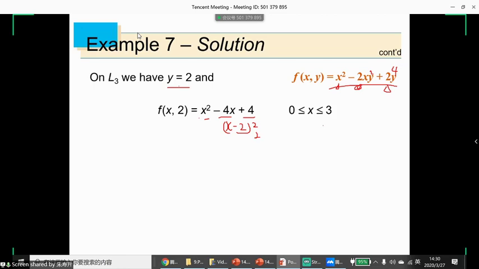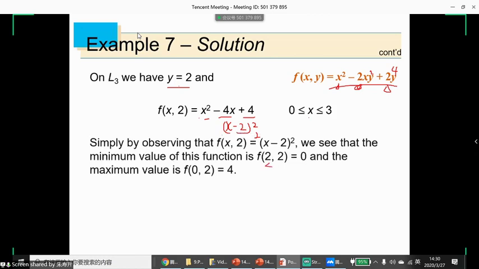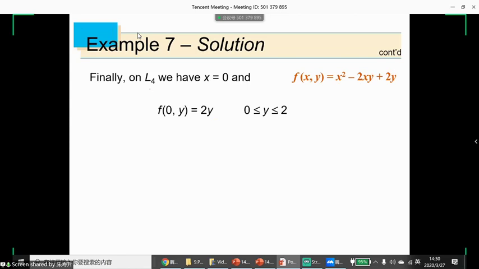If x equals 2 is in this interval, it's the smallest one. x equals 2 and y equals 2 gives 0. And the maximum value is at x equals 0, because it's farther from 2 than 3. So we take x equals 0, y equals 2 in this equation, and we get 4. Okay. So this is for the third boundary.